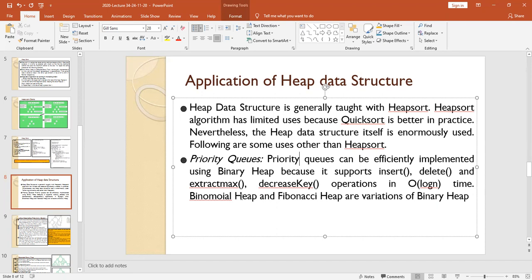Binomial heap and Fibonacci heap are variations of the binary heap. Binomial means you know the binomial coefficients. And Fibonacci heap means, how do you generate the Fibonacci series? So we generate the Fibonacci series.